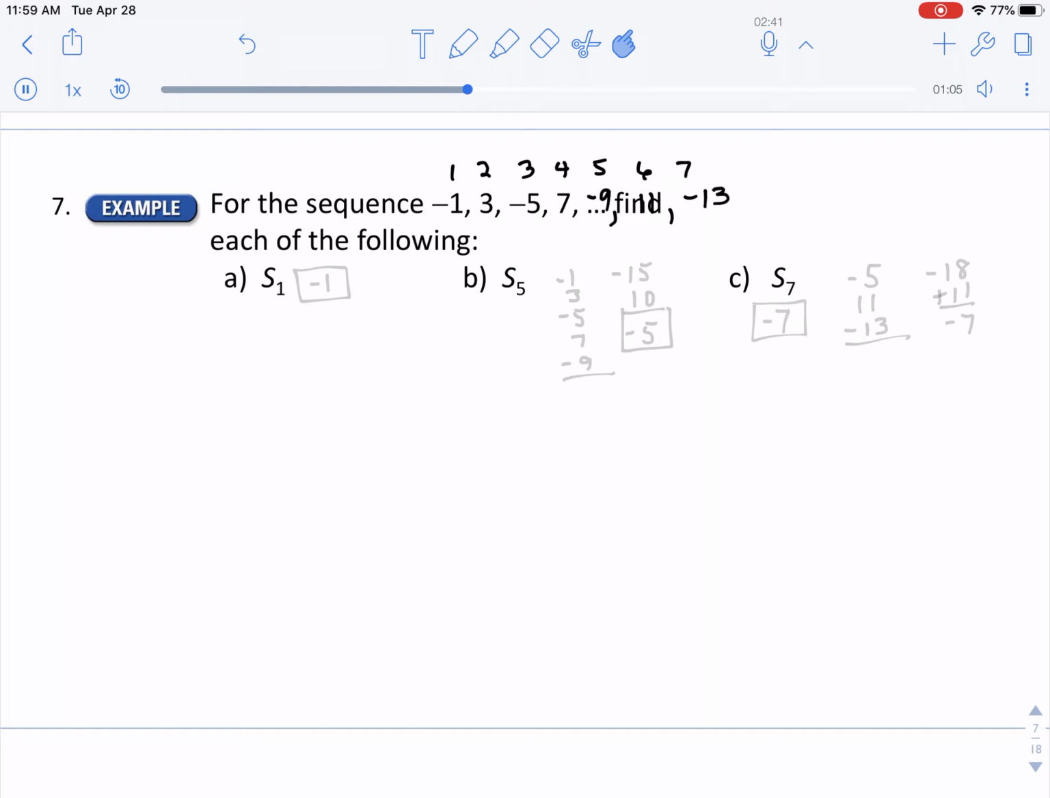Now let's go find the sum of the first term. Well, the sum of the first term is just a -1, and that's the answer. All right, the sum of the first 5 terms. Well, that's going to be a -1 added to 3 plus a -5 plus 7 plus a -9. Now I'm going to put my negatives together first. -9 and -1 is -10, and a -5 is a -15. And 7 plus 3 is a +10, and a -15 and a +10 is a -5. So there's the sum of the first 5 numbers.